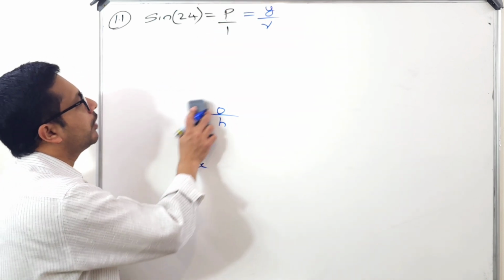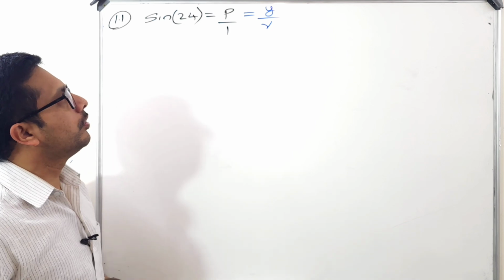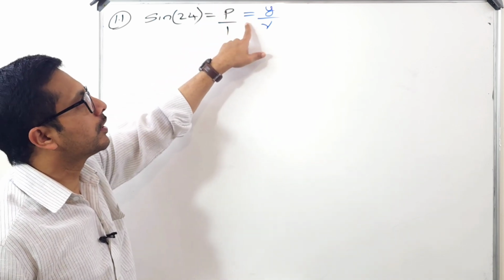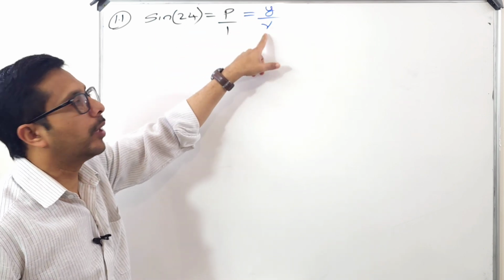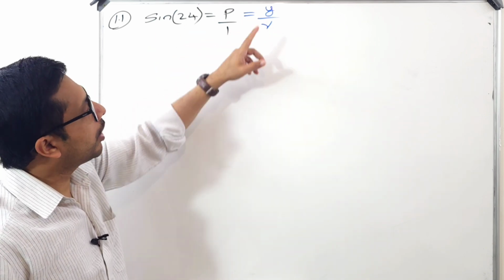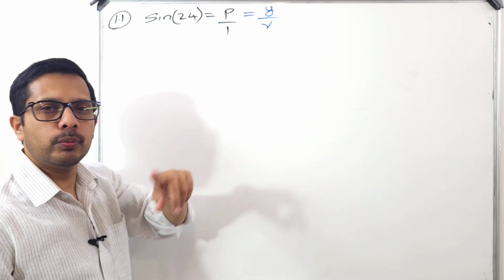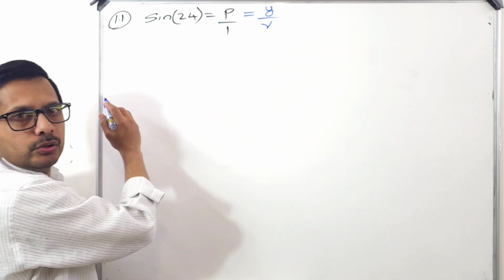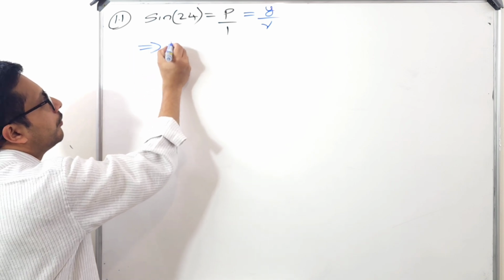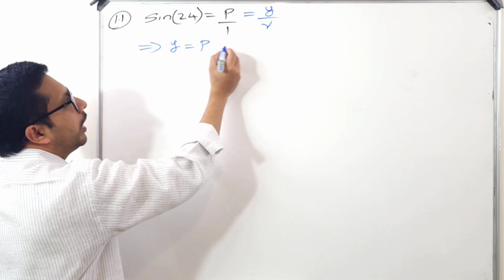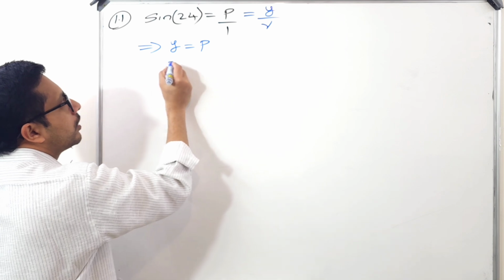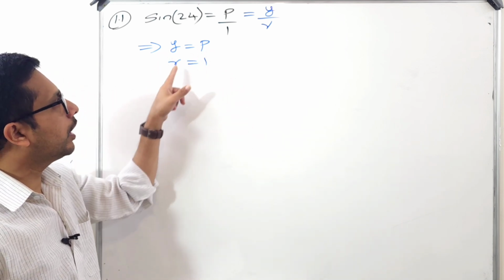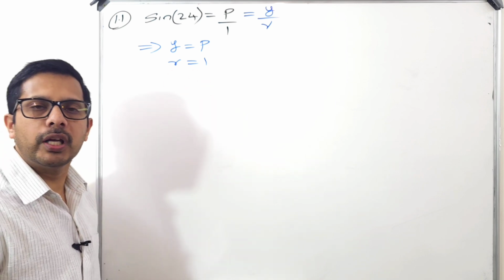Okay, so what is given? Sine 24 is equal to p, so we wrote it as p divided by 1, and that is the same as the definition of sine, opposite side by hypotenuse. Now we can equate the numerator and denominator. So what is the value of y? y is equal to p. And what is the value of r? r is equal to 1. So we got y as p and r equal to 1, and we have to find the value of x.